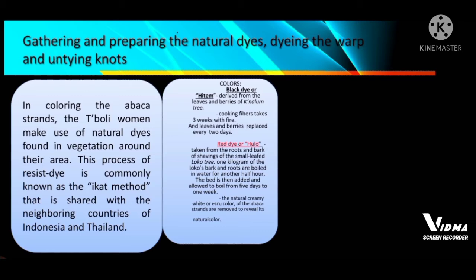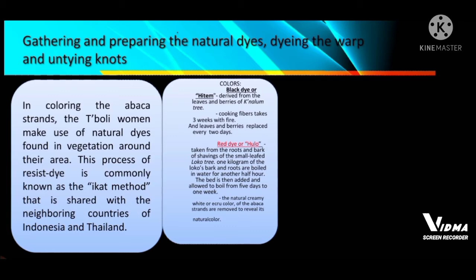Caulking the fiber takes 3 weeks with fire, and the leaves and berries are replaced every 2 days. To make the fiber black, you must have 1 sack of leaves of the kinalum tree and place it into a large pot of water and boil. Once fully absorbed with the deepest black, the tied fibers are removed and rinsed in running water in the stream until the water runs clear.